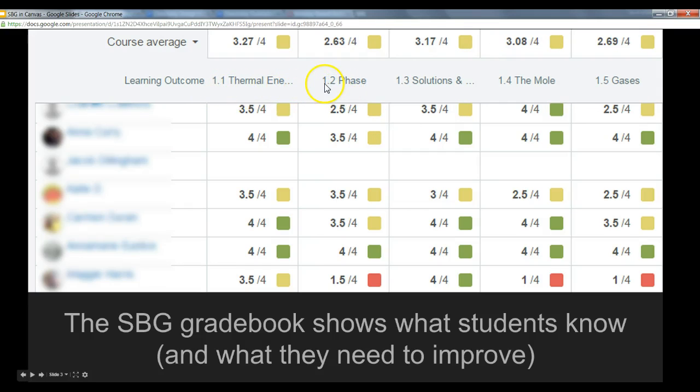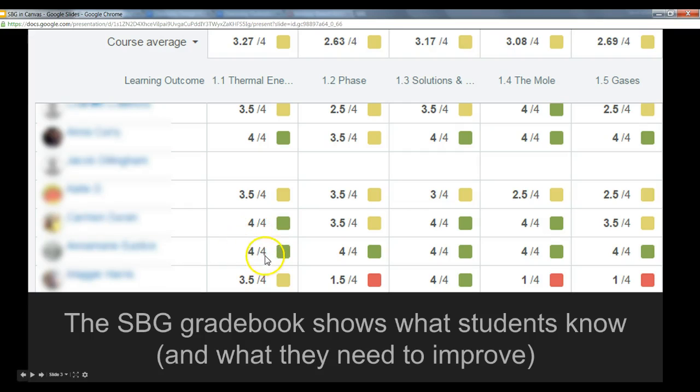The gradebook in standards-based grading is broken down into topics. So for example, the learning outcome 1.1 is all about thermal energy, because this is an example chemistry course. In this outcome, there are a list of objectives that students are expected to know and be able to do, things that students are expected to master. And a student's score for this outcome represents how well they've mastered those objectives.